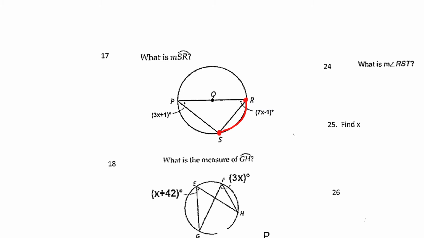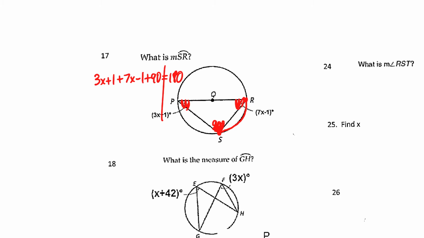How big is angle S? This is 90 degrees, right? Then what do I know about angle P, angle R, and angle S? The three angles of a triangle add up to 180, so 3x plus 1 plus 7x minus 1 plus 90 equals 180.